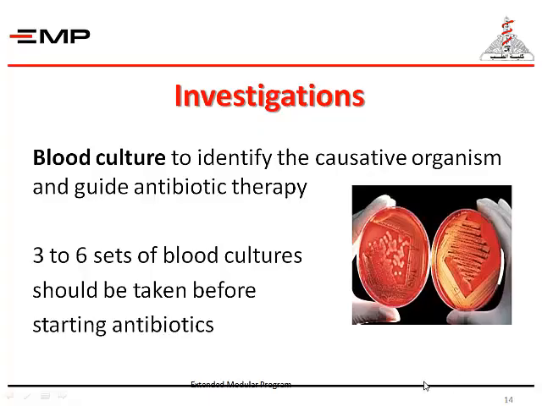We will continue our lecture with the other part, and we will talk about investigations for infective endocarditis. We have to know that blood culture is one of the most important investigations for a patient with suspected infective endocarditis to identify the causative organism and to guide the antibiotic therapy. We have to take from 3 to 6 sets of blood cultures before starting antibiotics.